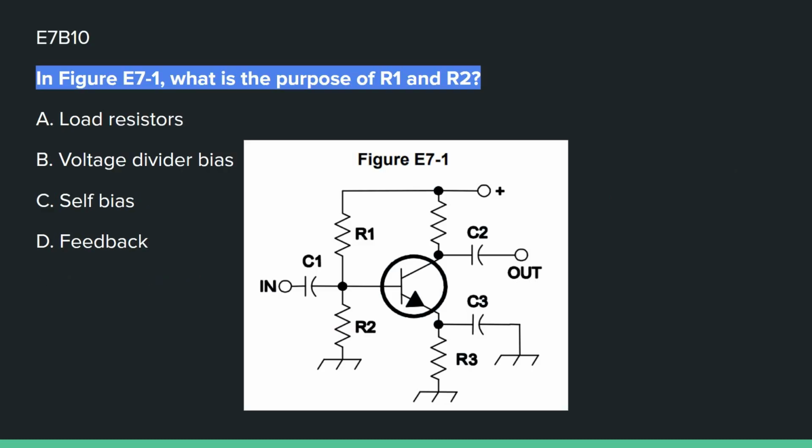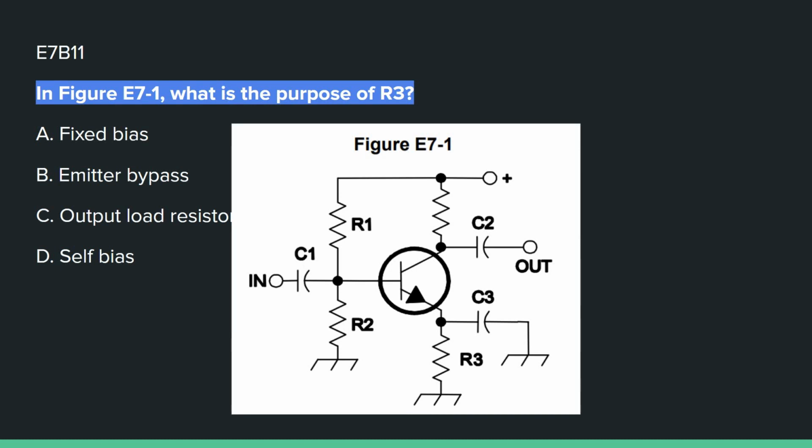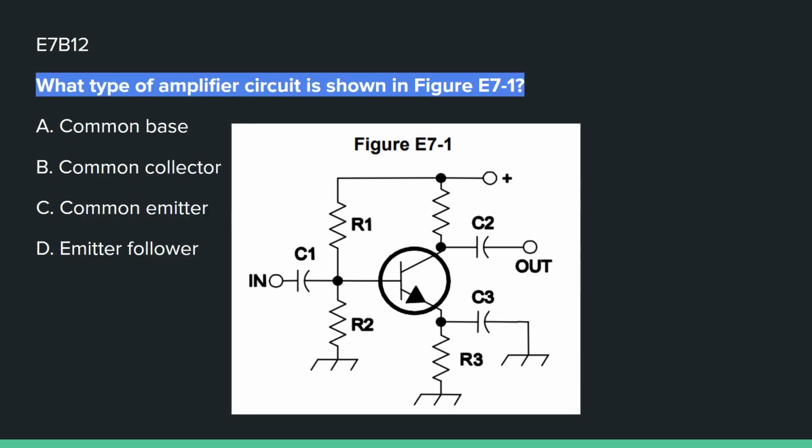E7B10, in figure E7-1, what is the purpose of R1 and R2? B, voltage divider bias. E7B11, in figure E7-1, what is the purpose of R3? D, self-bias. E7B12, what type of amplifier circuit is shown in figure E7-1? C, common emitter.